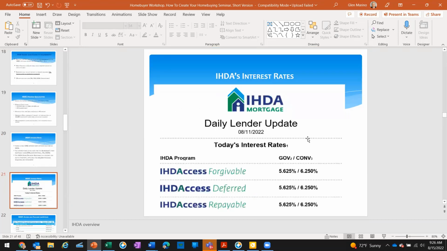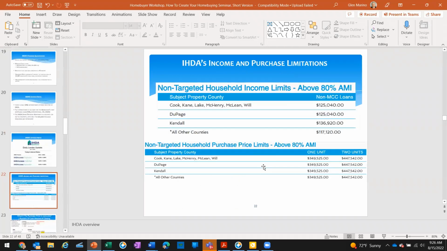Here are some of the typical interest rates. As of August 11th, if you took out a government loan, which is a VA or an FHA loan, most of them are FHAs, and you took out the forgivable grant, it's 5.625. You took out the $7,500, it's 5.625. Took out the repayable $10,000, it's 5.625. That would be the interest rate on that first mortgage.